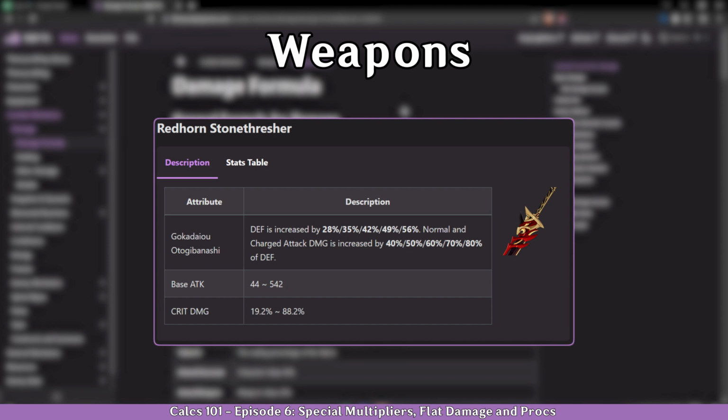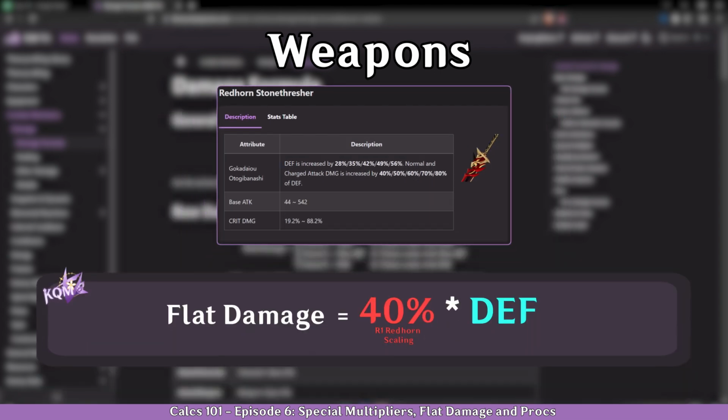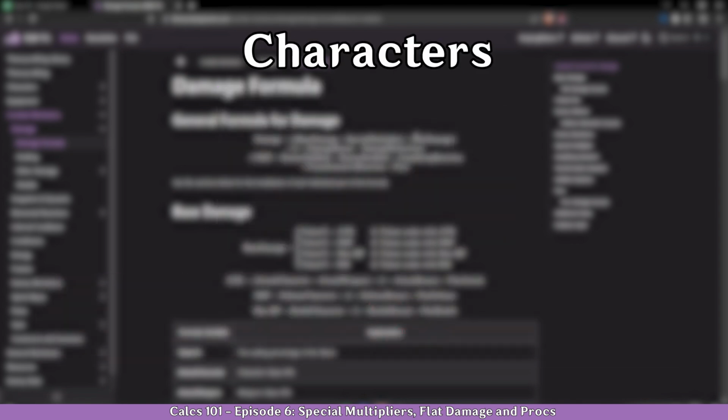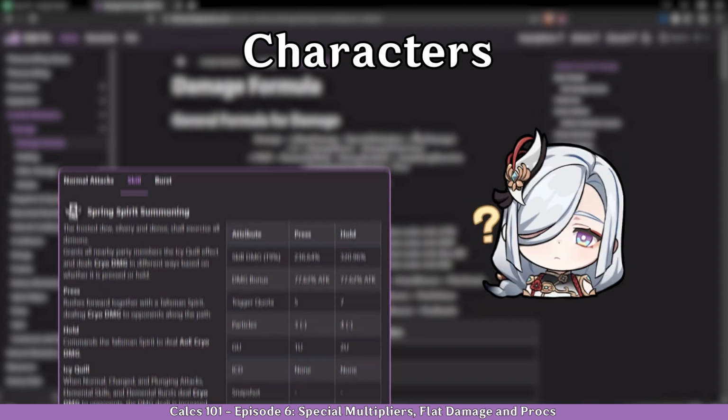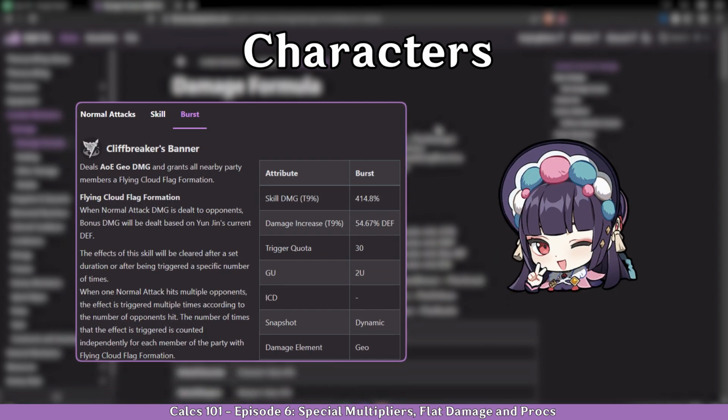So you are going to calculate it the same way as you are calculating the base damage of a character, with scaling stat multiplied with the talent percentage, but the percentage will come from the Redhorn passive instead, not from the character holding it. For characters, it's the same, but instead of having the multiplier from a weapon passive, you're going to have it from a character, like on Shenhe with her Icy Quills, or from Yunjin with her normal attack buff.